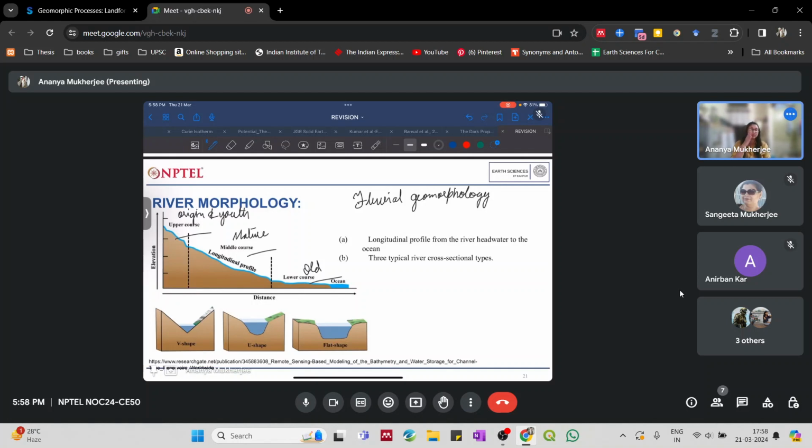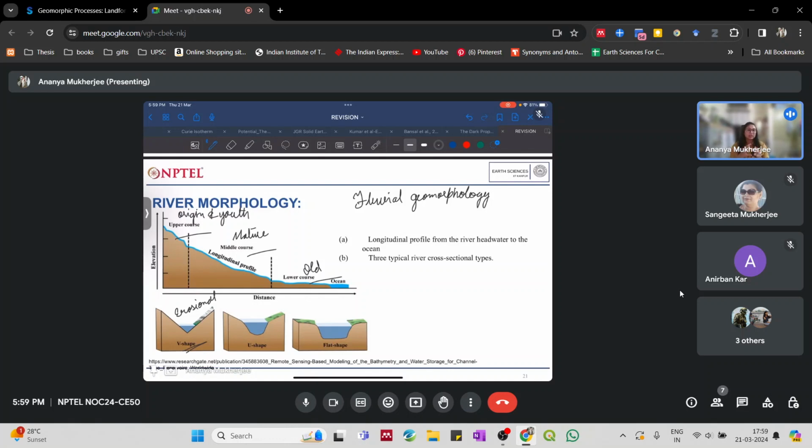Okay, so if you take a cross section at each of the courses, in the upper course you can see that mostly erosional work is taking place, and you get very deep but less wide V-shaped valleys. In the longitudinal profile, the incision, or the work required to cut the valley down to deeper depths, is not done, because it is at a mature stage.